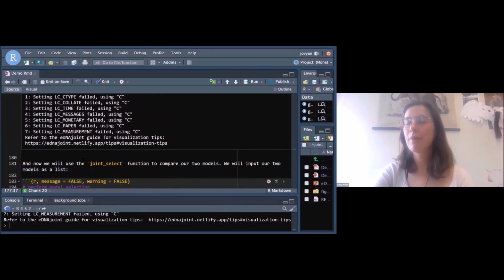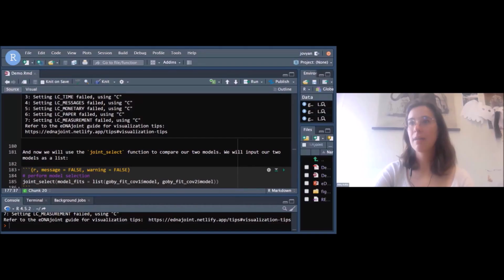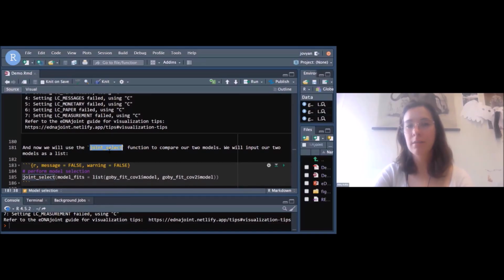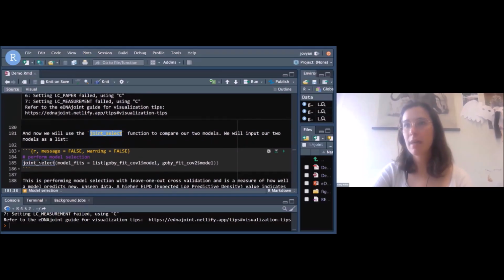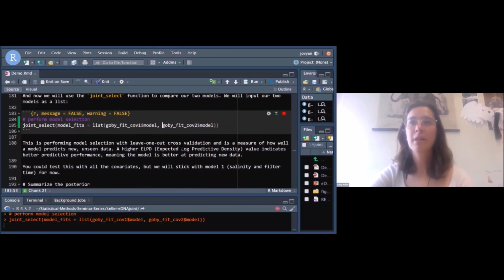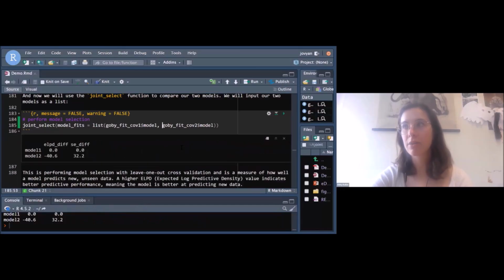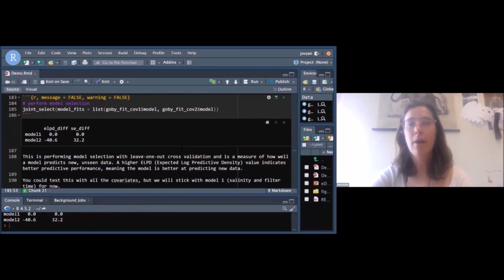Okay, so we've fit 2 different models. Now we want to compare them. We can use this joint select function to compare our 2 models and see which one is a better fit. This function takes one argument, which is a list of our 2 models: model 1, model 2. What's happening under the hood here is model selection with leave-one-out cross-validation. This is a measure of how well your model predicts new unseen data.